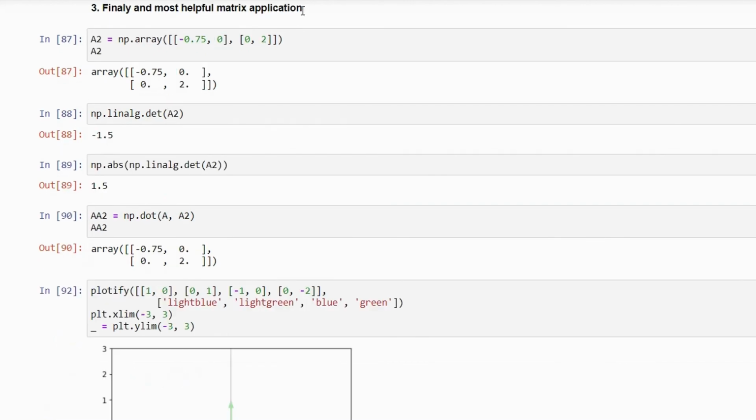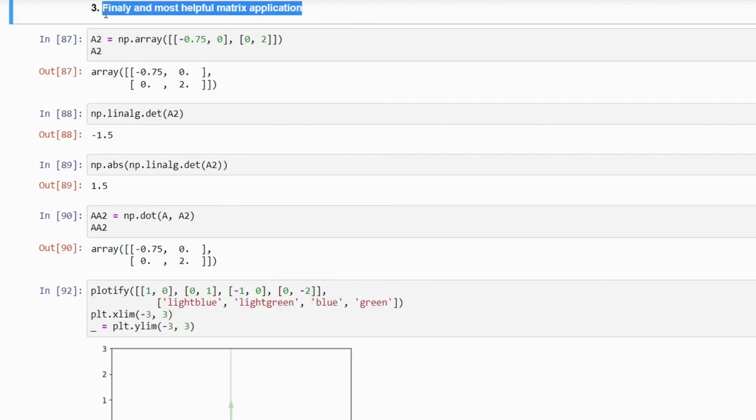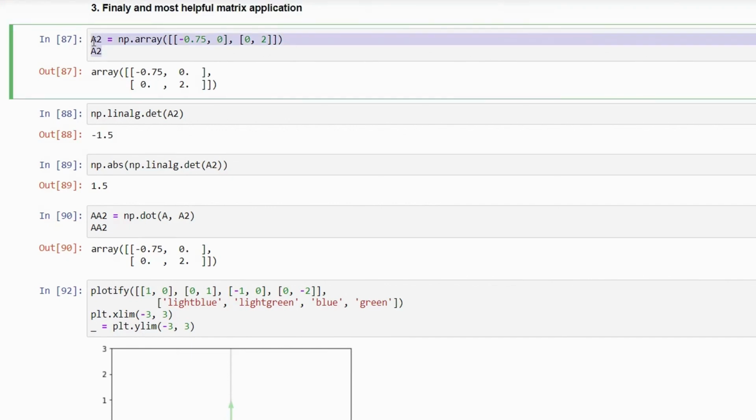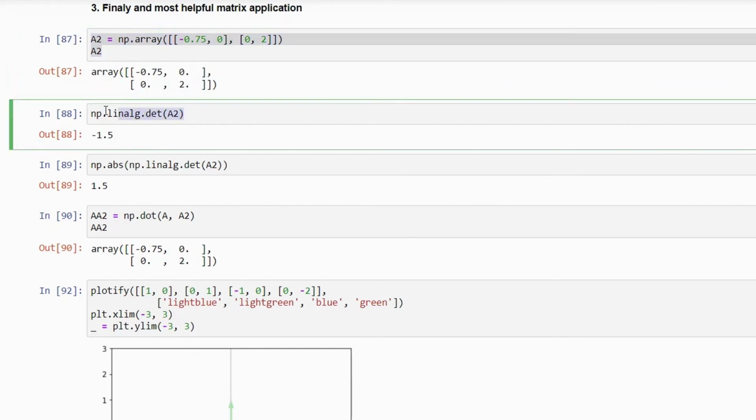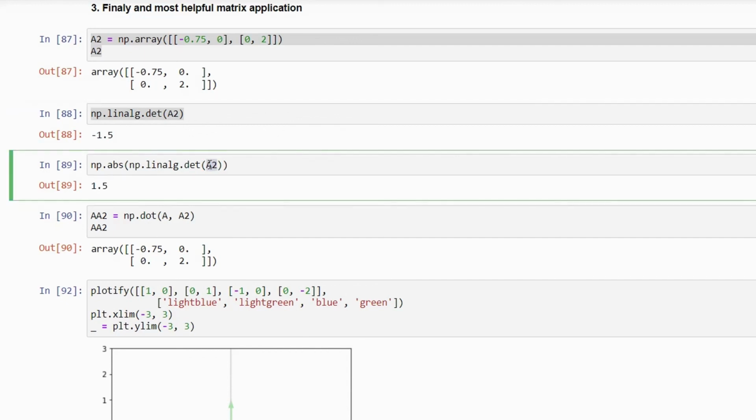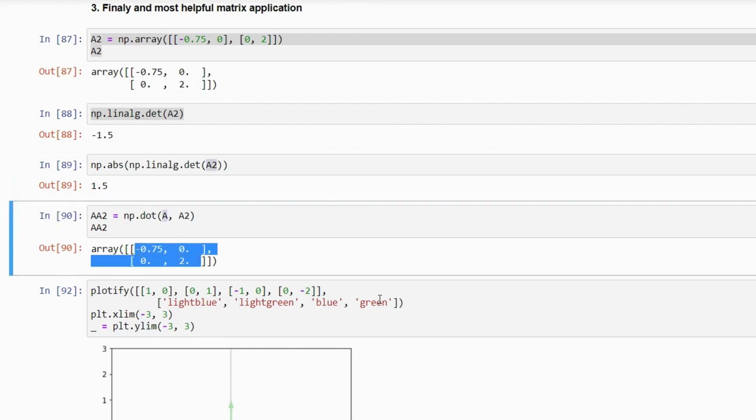And finally, at the end, this one is my favorite example, and I just hope that this is going to clarify all the questions and concepts around this topic for you. So I'm creating this A2 matrix which has these 4 elements, and when I take the determinant for it, it comes out to be minus 1.5. The absolute value will be 1.5. And when we multiply this A2 matrix with our original matrix A, then we get this output. Let's try to understand the changes after this multiplication on the plot in the next cell.